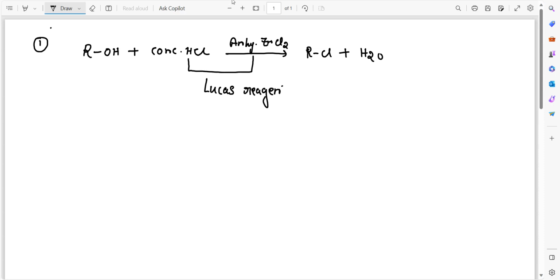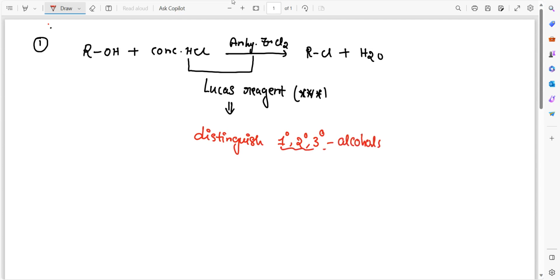This reagent is very important from the exam point of view. What is the main use of this reagent? The main use of the Lucas reagent is to distinguish between primary, secondary, and tertiary alcohols. Now let us try to understand the Lucas reagent mechanism.